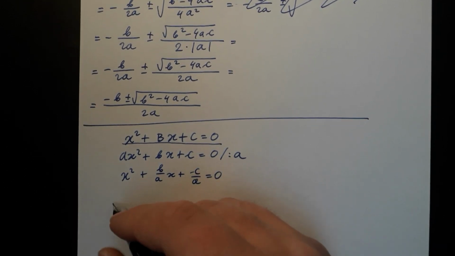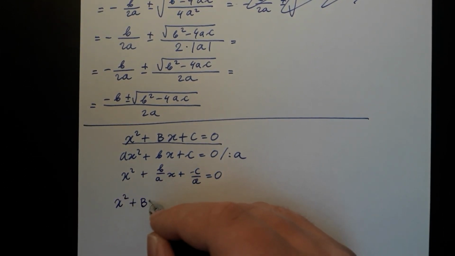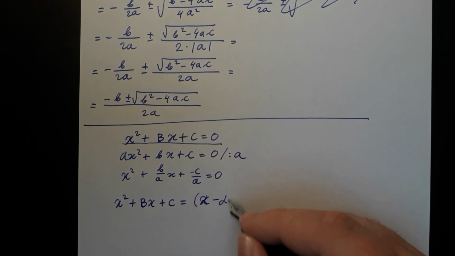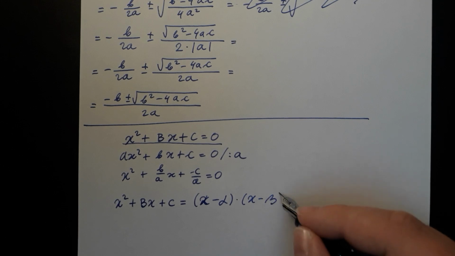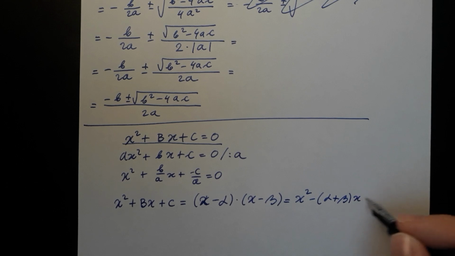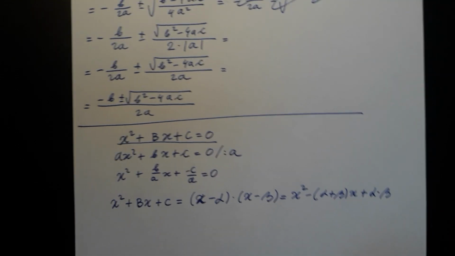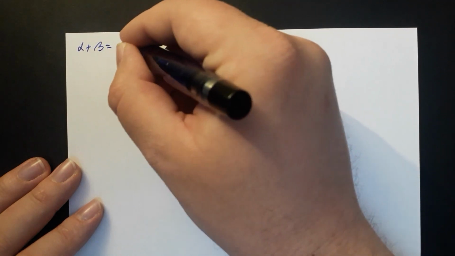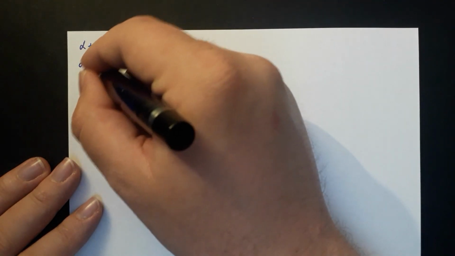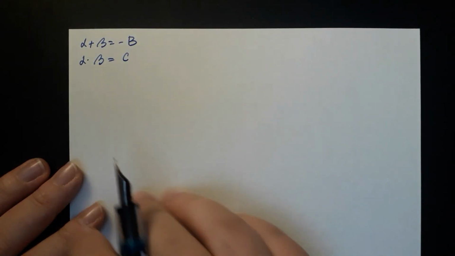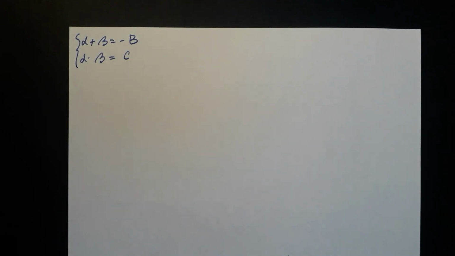So you can write x squared plus bx plus c as x minus alpha multiplied by x minus beta, which is x squared minus alpha plus beta x plus alpha multiplied by beta. Now you get that alpha plus beta is equal to negative b and that alpha multiplied by beta is equal to c. If you can find alpha and beta such that this works, then they are all the solutions.